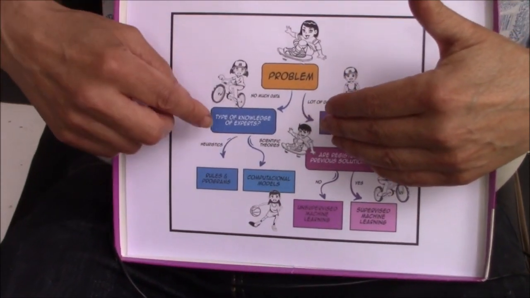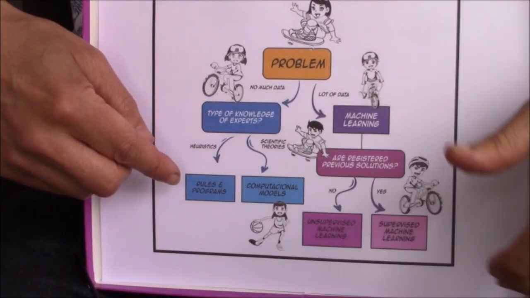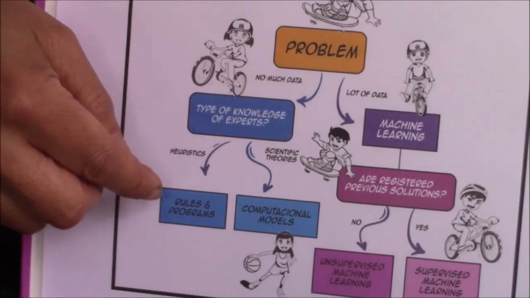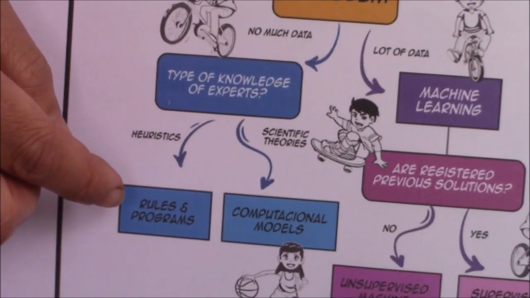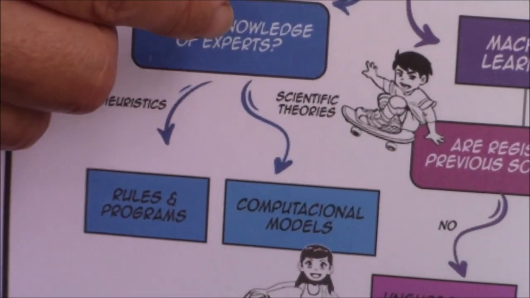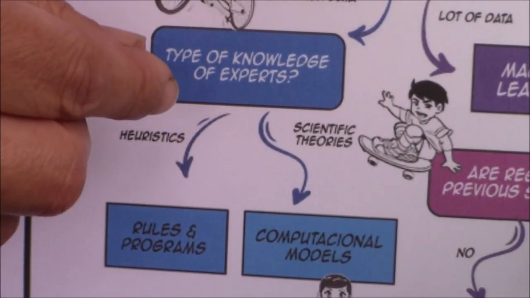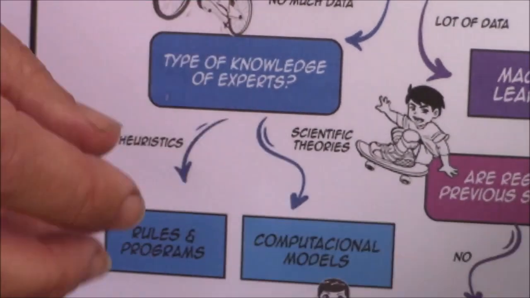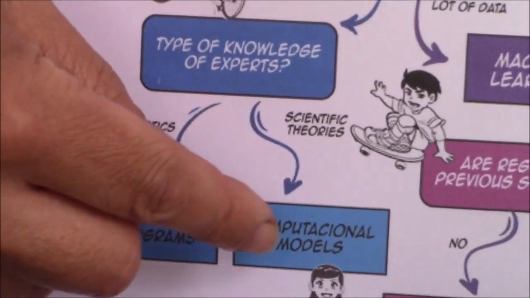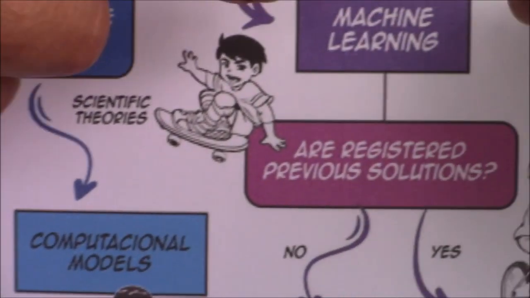And there are two kinds of knowledge. Just heuristics, a lot of experience, and then you write rules, and these are algorithms, basically rules and programs with cycles. If you have scientific theories, like nature is made with particles, people are agents, like little balls, then you do a computational model. Now, if you have a lot of data, then you go to machine learning.